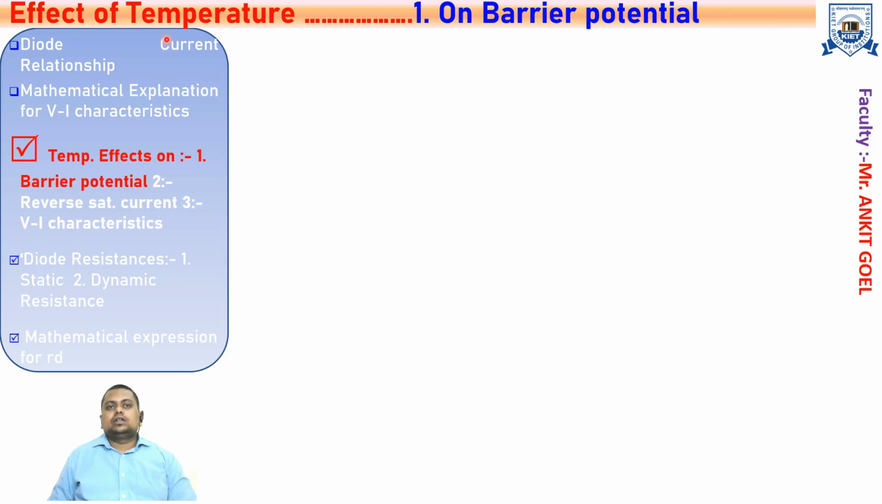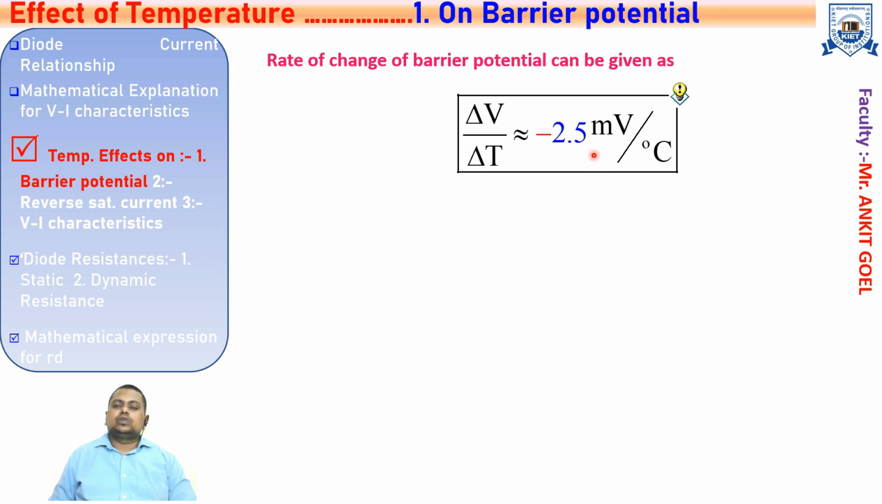Now let's see the effect of temperature on three parameters. First, we will take the barrier potential. We have seen that the rate of change of the barrier potential can be given as ΔV/ΔT = −2.5 millivolt per degree centigrade. This expression tells me that for every 1 degree rise of temperature, the barrier potential will decrease by 2.5 millivolt. So, what is the reason behind this expression?